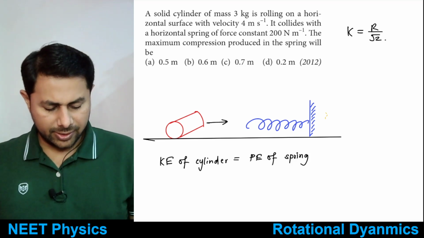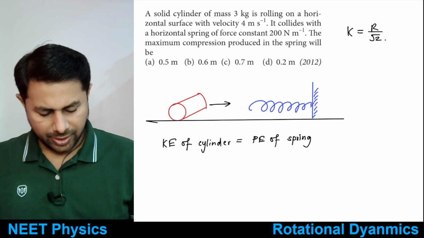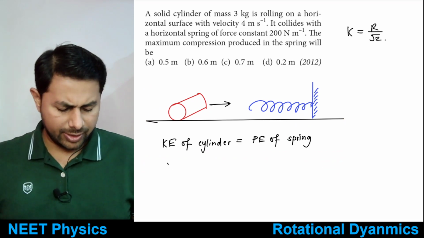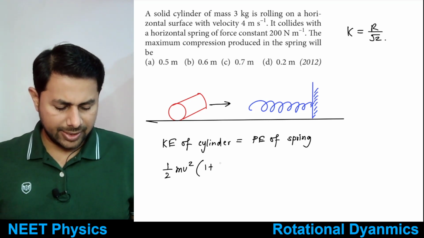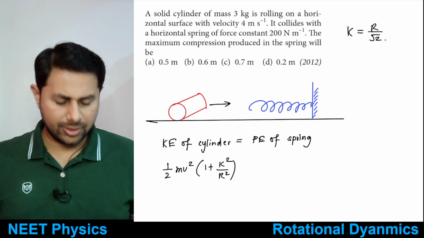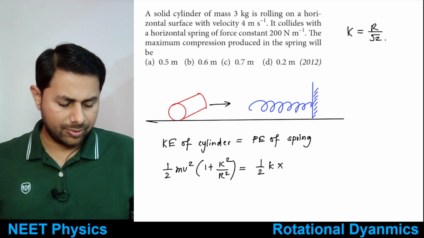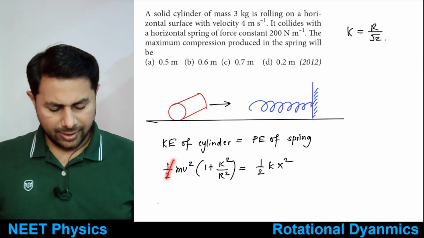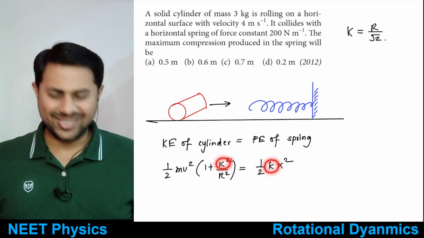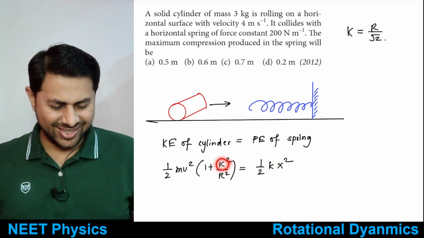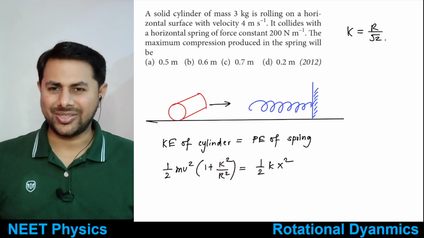And that means, what is the kinetic energy of the cylinder? It is half mv square multiplied by 1 plus k square by r square. Okay, this is kinetic energy in rolling motion. It's equal to potential energy, half of k into x square, right? Half is cancelled, but then this k and that k is different, right? This k is the radius of gyration and this k is the force constant.